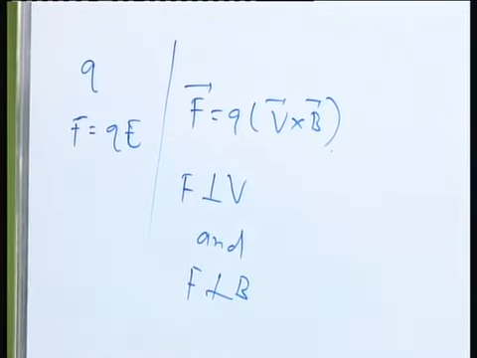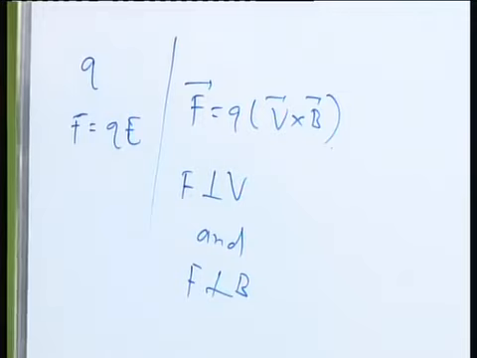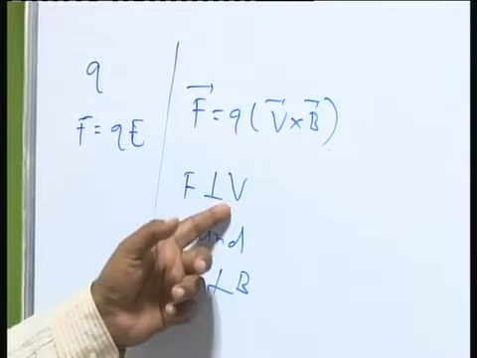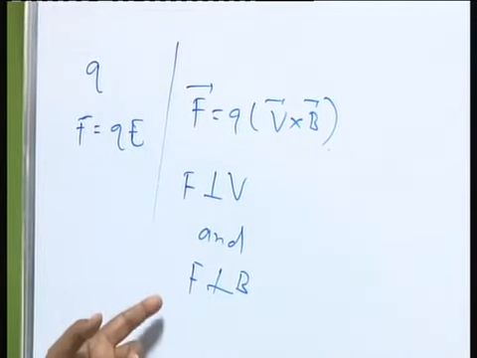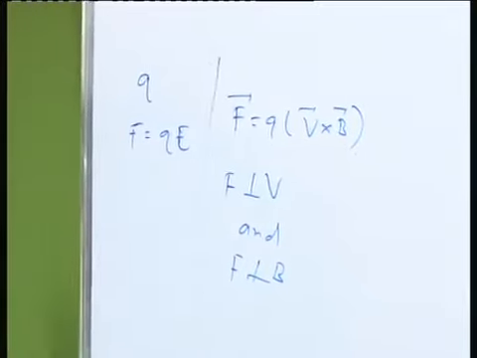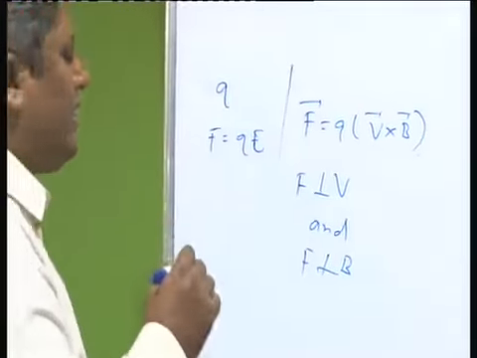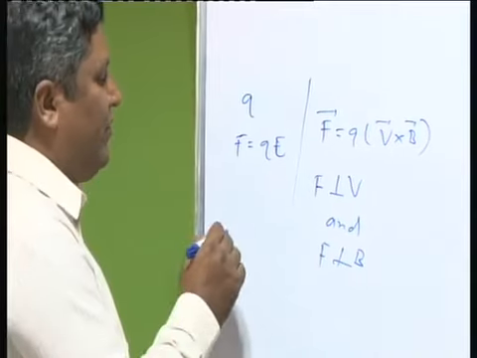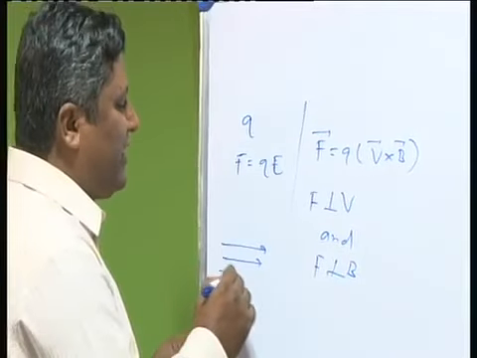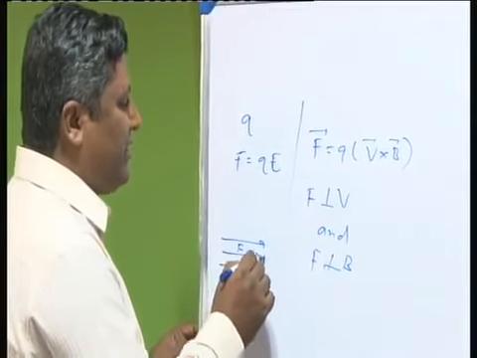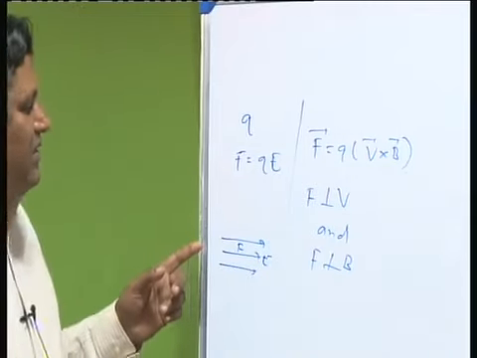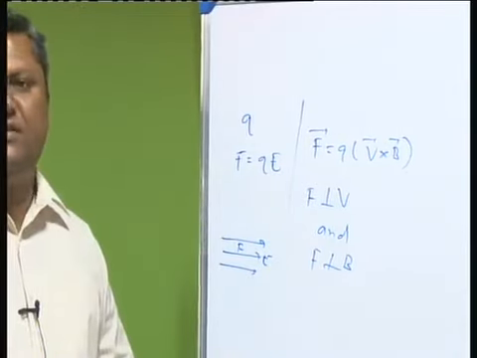The angle between velocity and magnetic field can be anything, but remember, the angle between force and velocity is always 90 degrees, and the angle between force and magnetic field is also 90 degrees. But in case of electrostatics, we know that the direction of the force and the direction of the electric field are in the same direction. That's why these lines are called electric lines of force.